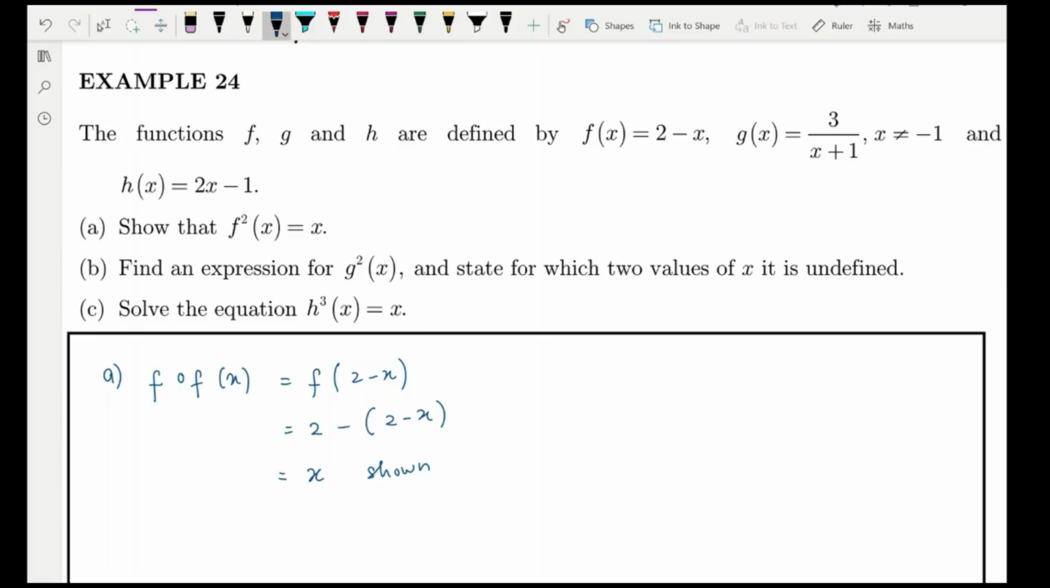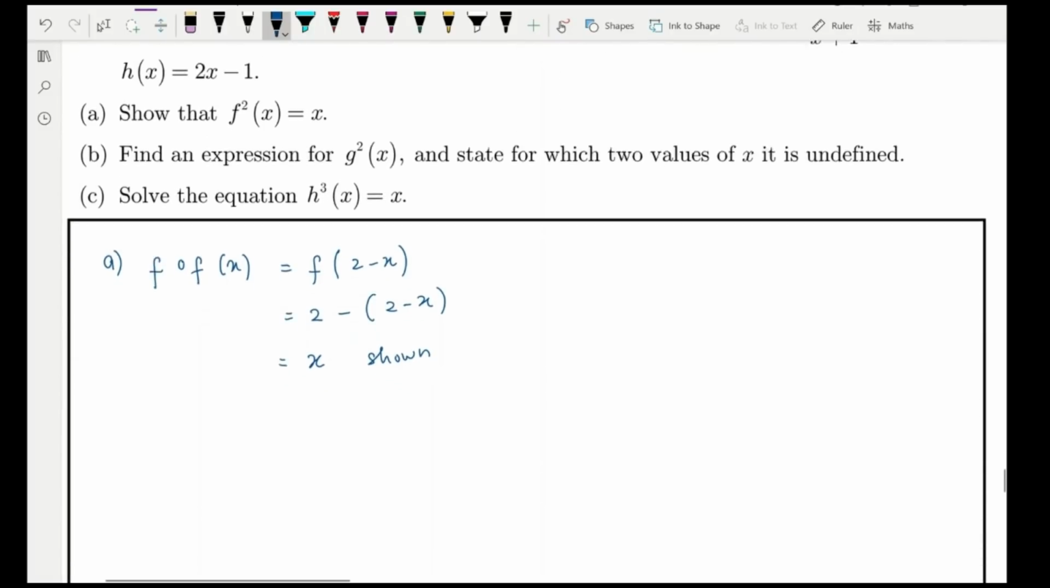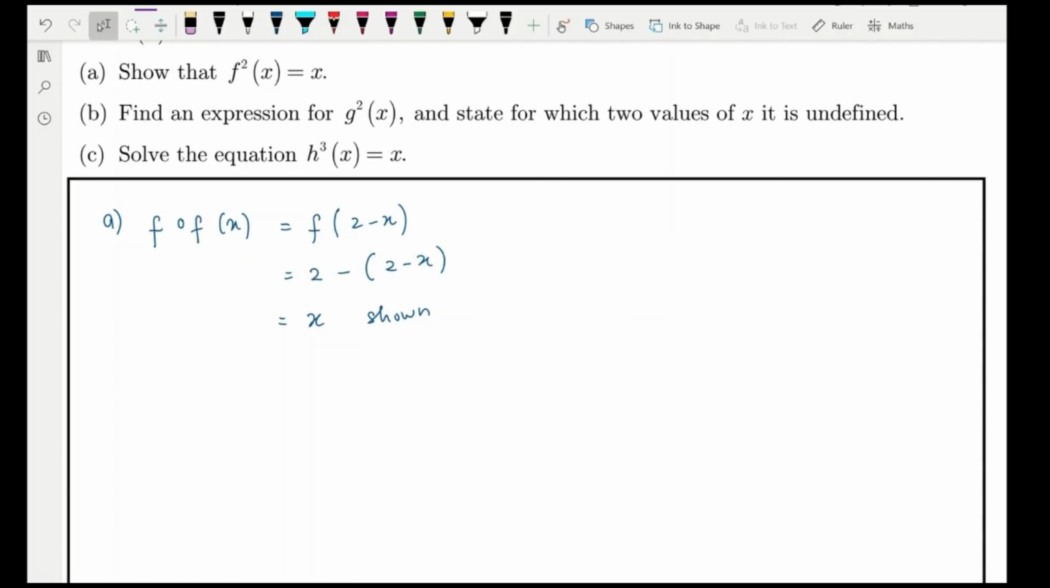So we can get the answer is equal to x. Same with the question. Okay. Question number B. Find an expression for g squared and state for which two values of x it is undefined. So first we must find g squared. g squared means g of g.